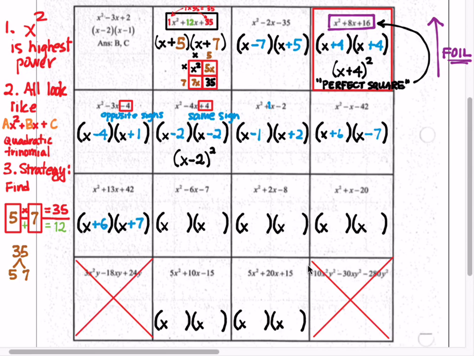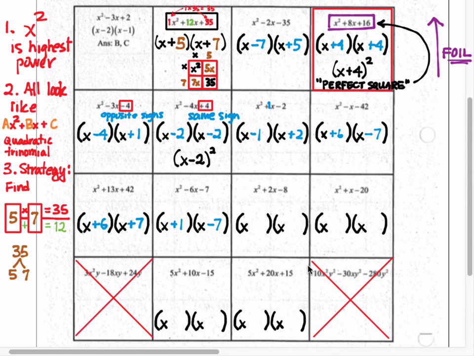How about plus 6 plus 7? Positive 6 and positive 7 multiply to 42. They also add together to 13. How about x squared minus 6x minus 7? Positive 1, negative 7. Great. Their product is negative 7. Their sum is negative 6.